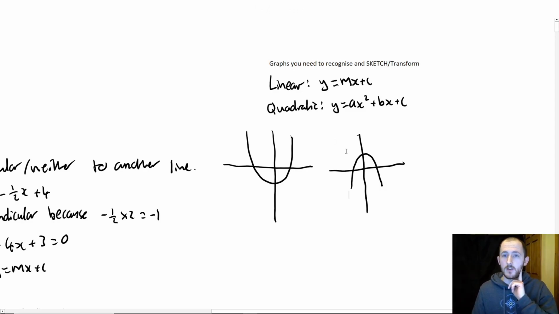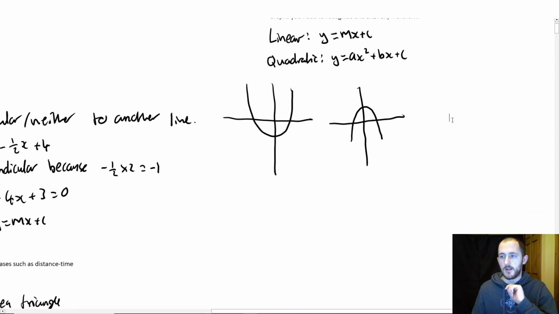Exponential is like compound interest. I'll actually show you what kind of form it takes in a second. But compound interest is actually an example of an exponential graph, yes. The next one is a basic cubic.